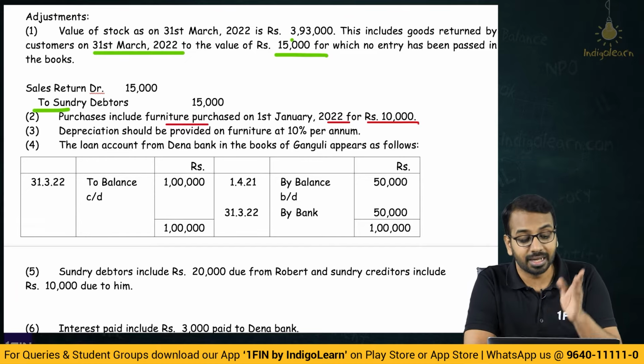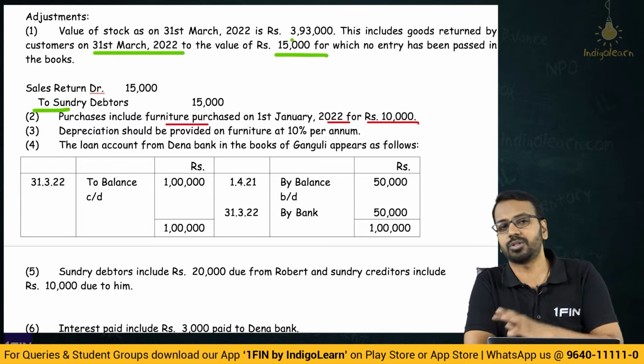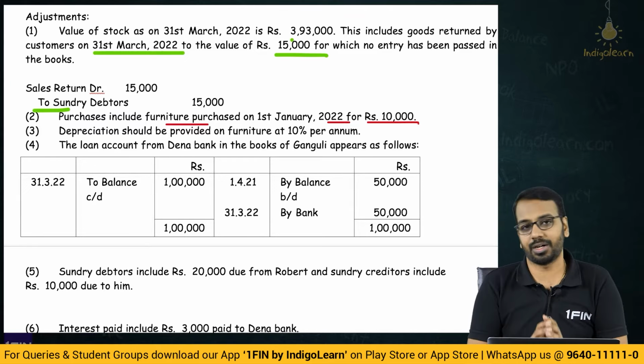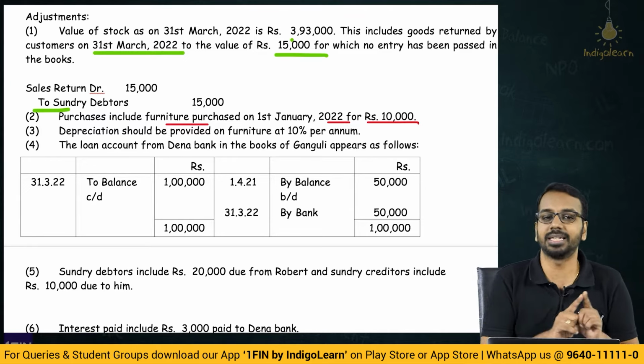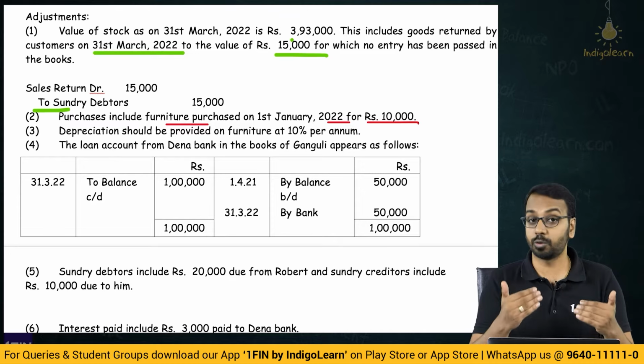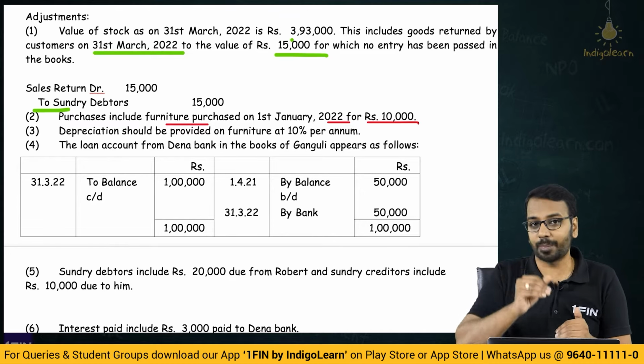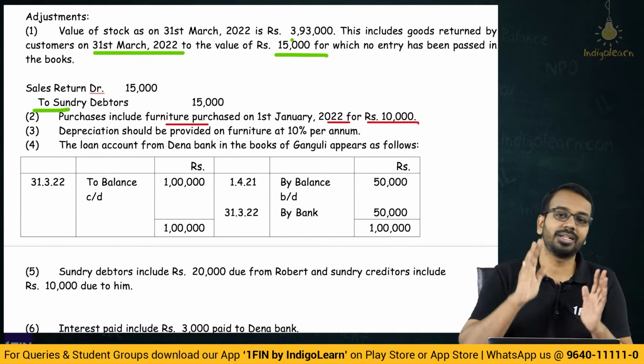Second, they have said purchases include 10,000. Means what? We have purchased furniture and we have added it to purchases. Is it the right thing? It is not the right thing. So how should we rectify that? Reduce from the purchases, add to the furniture separately.